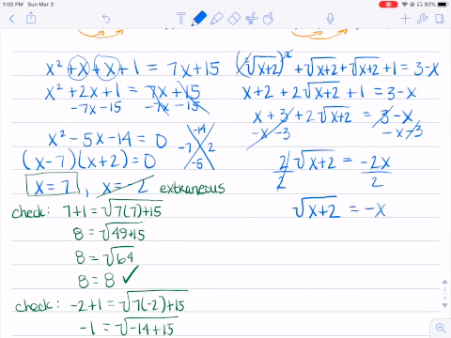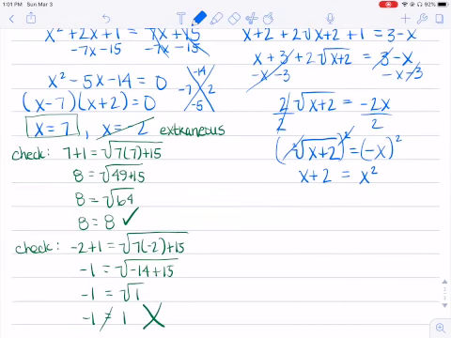Same process we did before. Here's our second time around. I'm going to square both sides in order to get rid of the square root. So the 2's cancel, the root and the power, leaving me with x plus 2. And then on this side I get an x squared. When I take negative x and square it, the 2 negatives cancel to become a positive. All right, I have an x squared on the right-hand side.